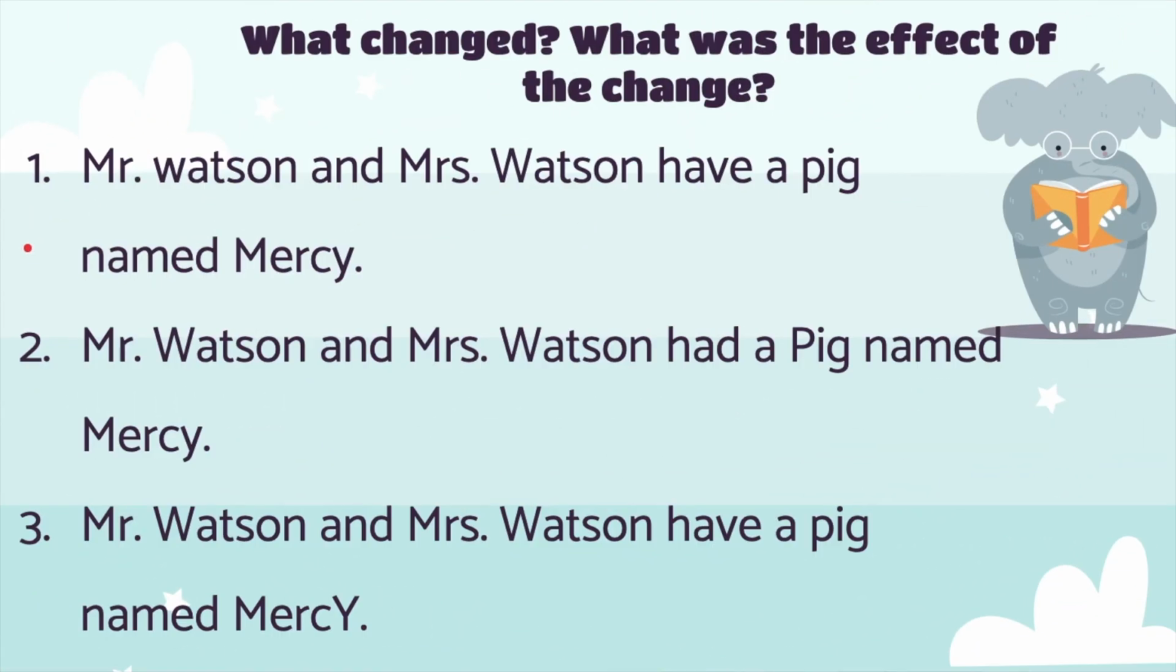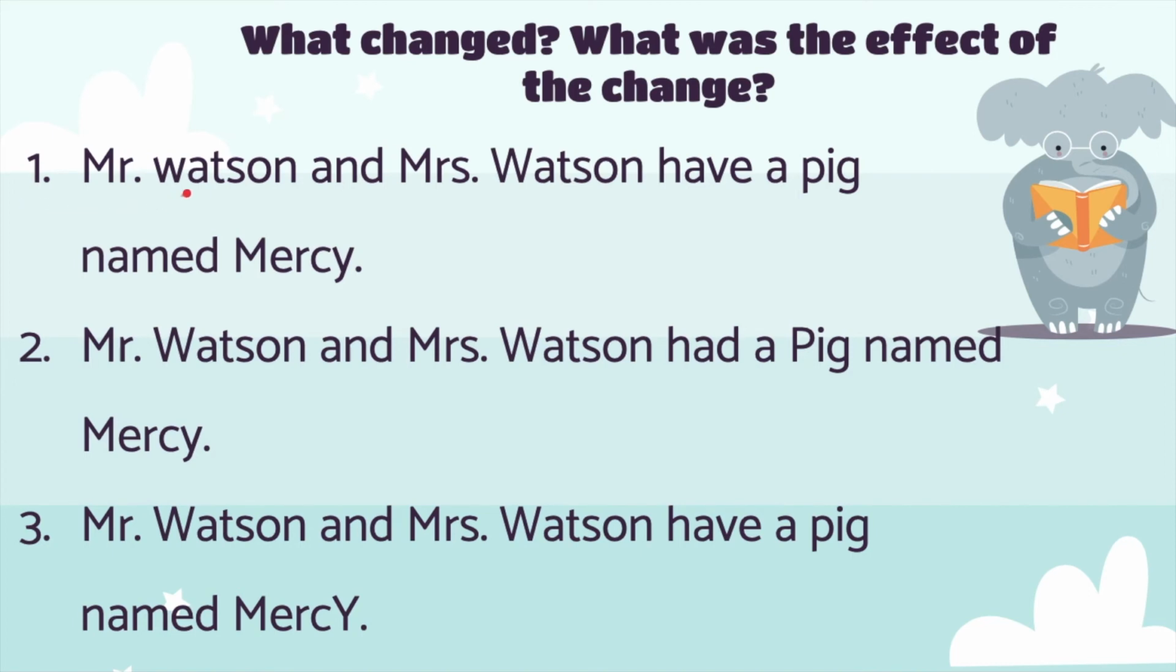Okay, so now we have 3 sentences to look at, and I'm going to read them one by one, and we're going to talk about them each separately. And when I read them, I want you to think about what changed and what was the effect of the change. So what changed and how did that make the sentence different? So I'm going to start off with the first one. Mr. Watson and Mrs. Watson have a pig named Mercy. I'm going to give you a few seconds to scan that sentence and tell me what changed.